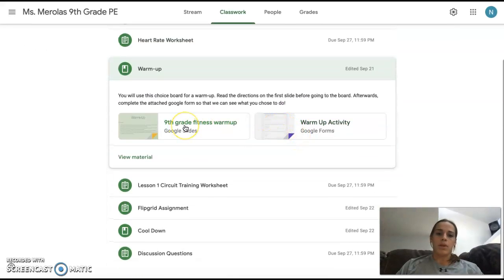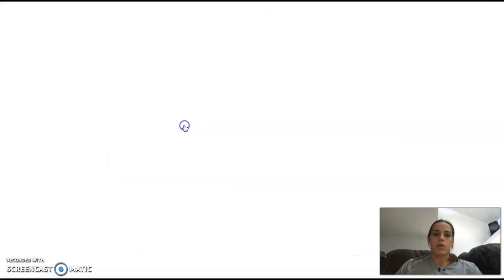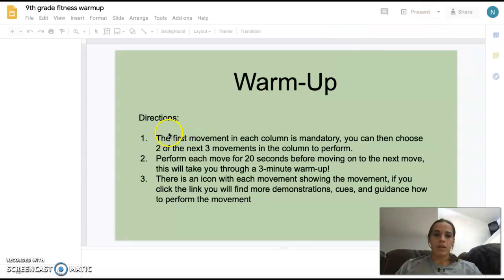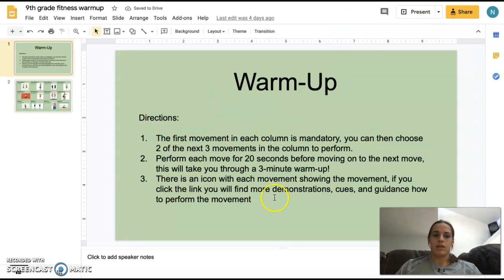For their warm-up, they have a choice board that we created in our 10-day online course. So they have one mandatory exercise in each component, and then they choose 2 out of the 3 in the remainder of the board to do. So I'll open that as well. It explains what they'll be doing. They'll hold a move for 20 seconds. It would give them a 3-minute warm-up.